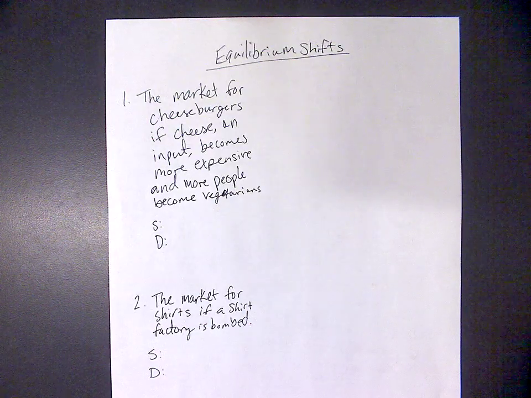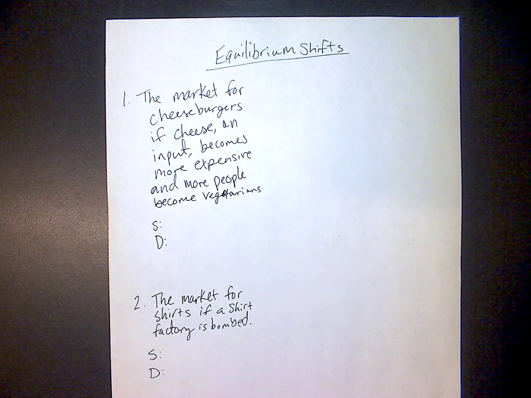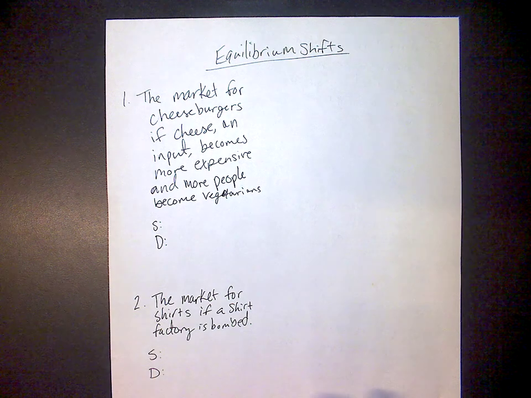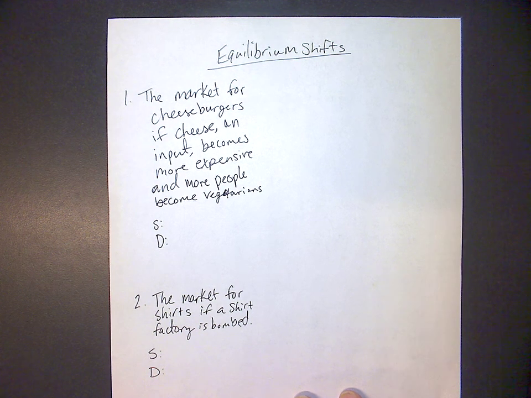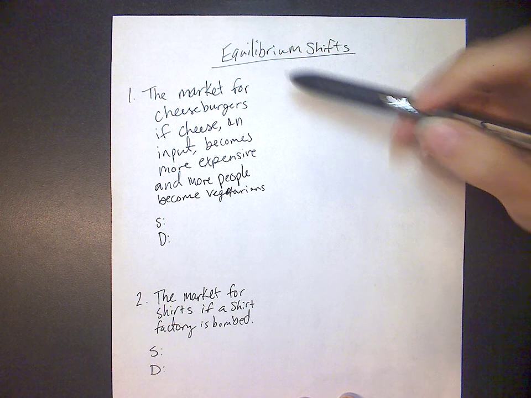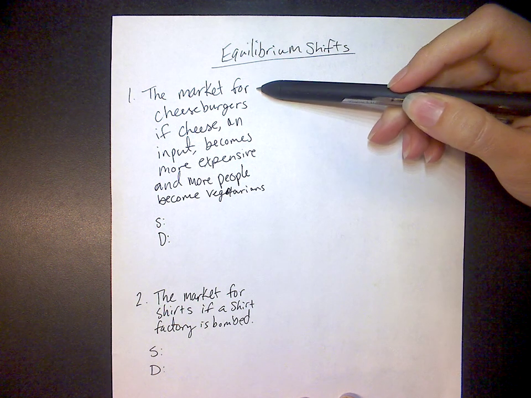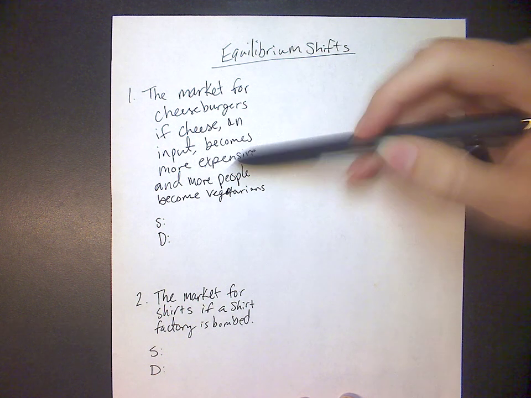This video is on equilibrium shifts. So we're going to talk about how to do supply and demand shifts together at equilibrium. Okay? So we'll be moving from one equilibrium point to a new equilibrium point when there's a shift in supply or demand. Okay, so the questions will say the market for some good if, and then things happening in that market.